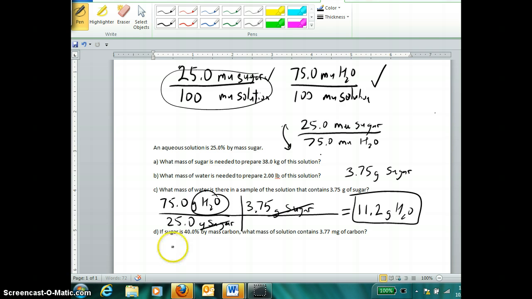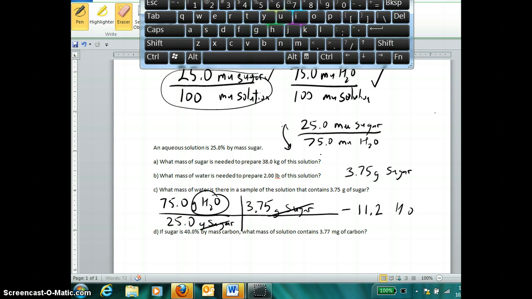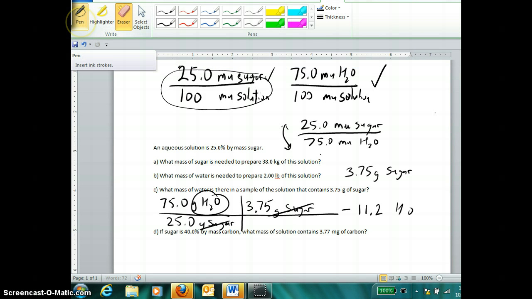Well, in the fourth part of the problem, I'll do a quick erasure before we do that. Let me get rid of this information here. It's not wanting to erase quite well. There we go. I'm going to introduce another quantity once I select my pen.